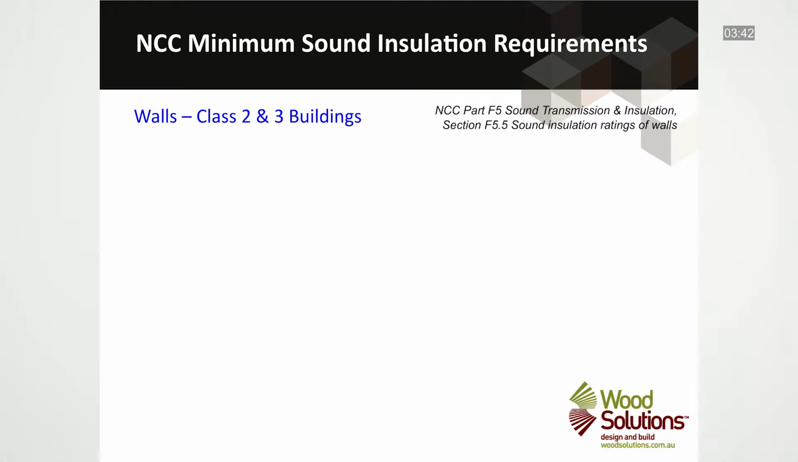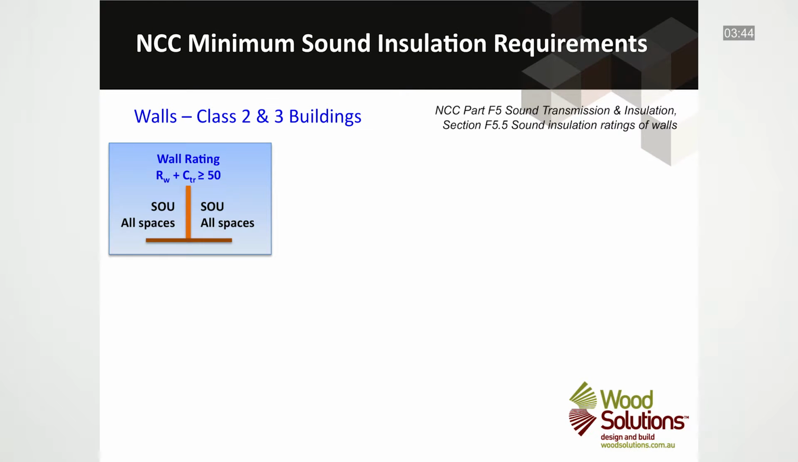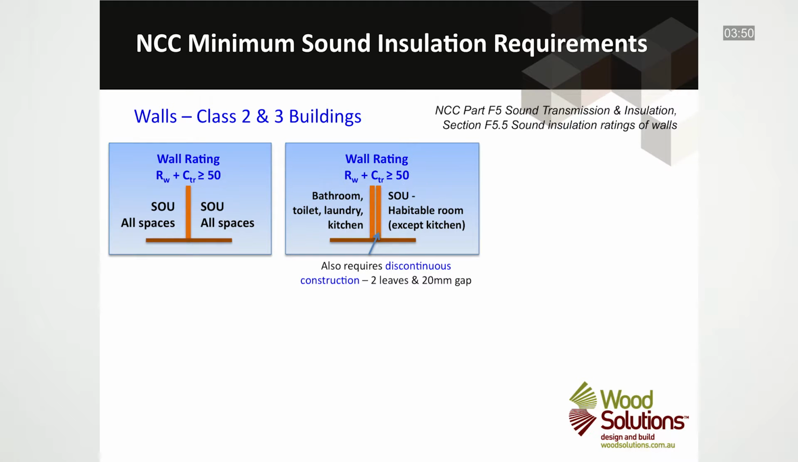For walls in Class 2 or 3 buildings, the minimum NCC sound insulation requirements are as follows. For walls between individual sole occupancy units, a single wall can be utilised with a wall rating greater than 50. For walls between bathrooms, toilets, laundries or kitchens, and SOU habitable rooms, a double or discontinuous wall is required with a rating greater than 50.